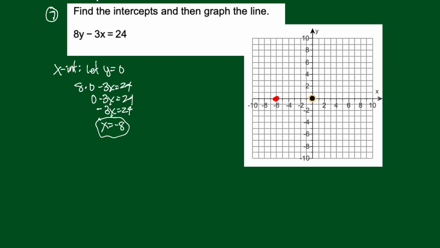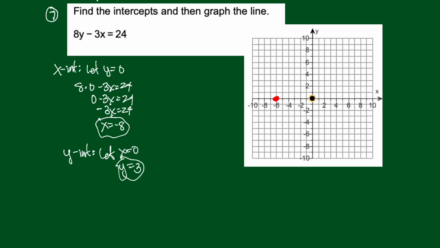Now let's get our y-intercept. So to get the y-intercept, we will let x equal 0. Now, take that 0, put it right here for x. 3 times 0 is 0, so that term is gone. So that's what's nice about this method. That disappears. So now you're left with 8y is 24. And you can solve that, just divide by the 8. So y is equal to 3.